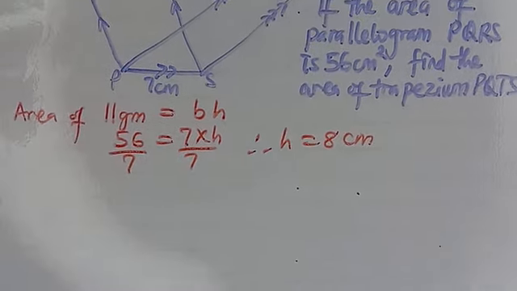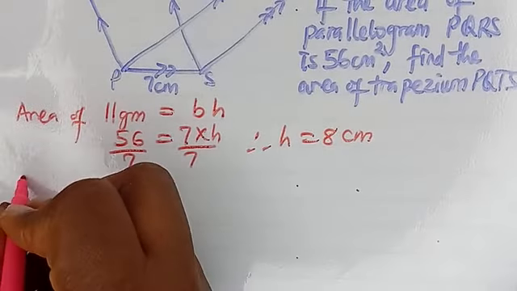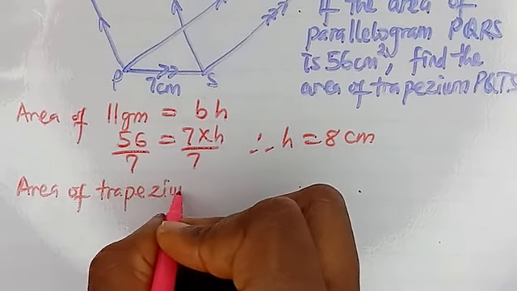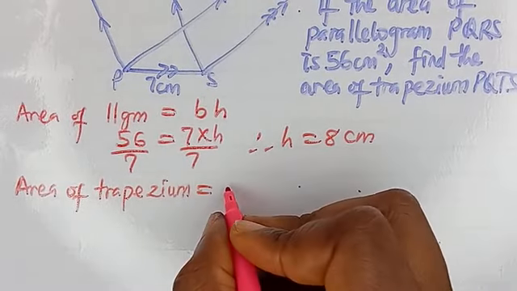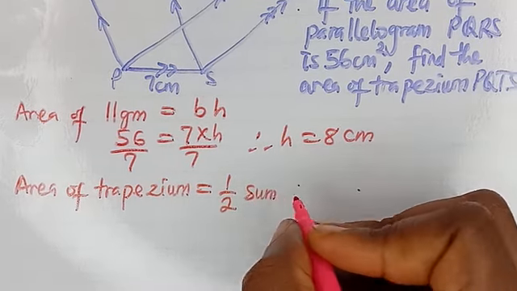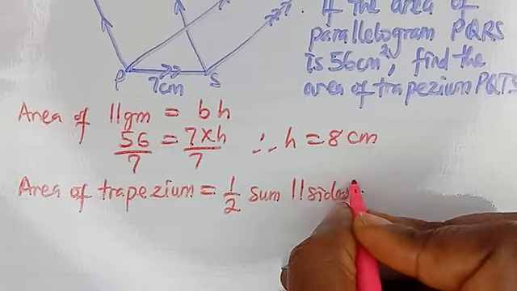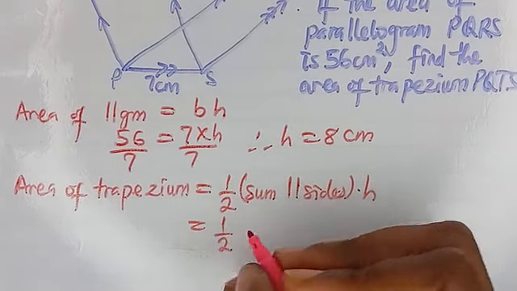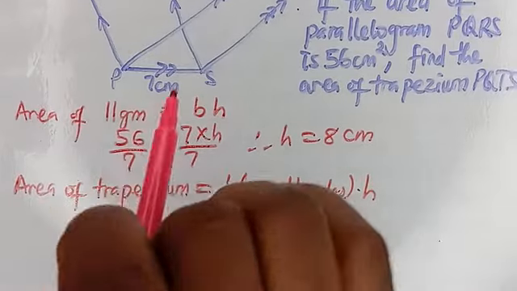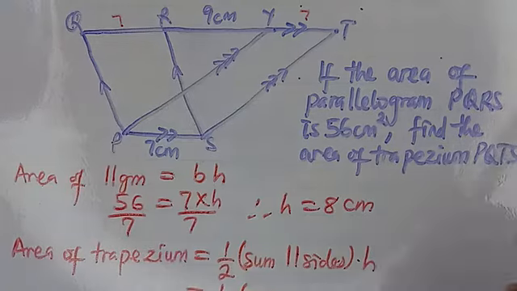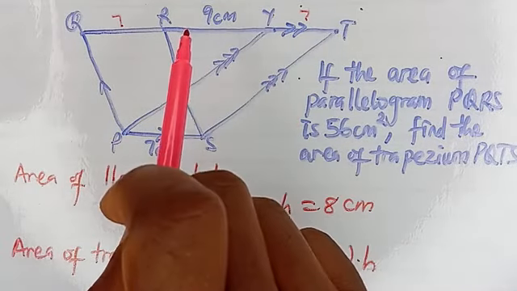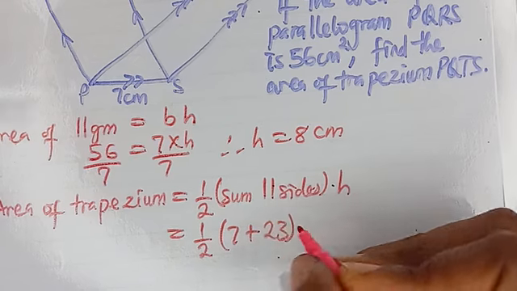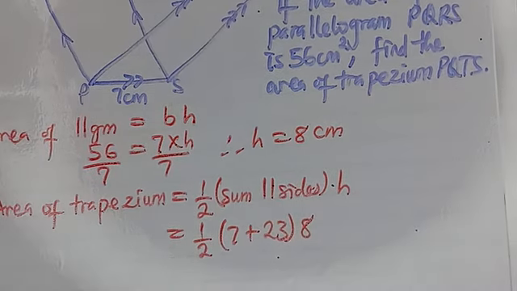Very, very easy. So we write out the formula for trapezium. Area of trapezium is equal to half sum of parallel sides times that height. Half, we have the parallel side 7 plus, then here we have 7 plus 7, that is 14. 14 plus 9, that is 23. So plus 23 times the height, which is given as 8.